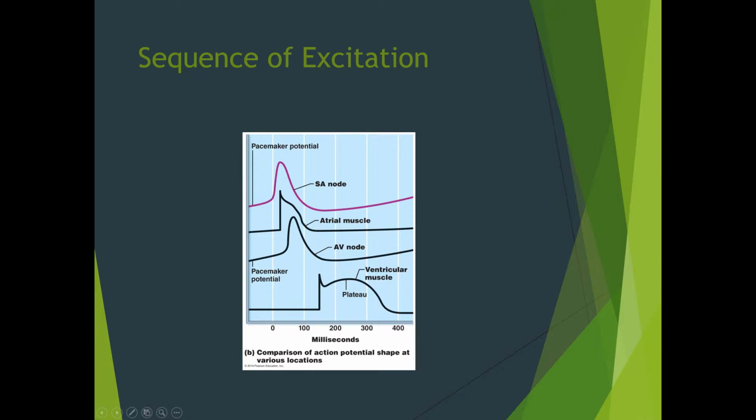So we have that pacemaker potential in the SA node, and then we have, this is going to be the regular cardiac muscle contraction action potential that we saw before, like we see here in the ventricles. And then the AV node also has its own pacemaker potential, and notice that it's not as steep, so it would take longer to get to threshold, and that's why it will only fire 40 to 60 times a minute instead of 60 to 100 like the SA node.